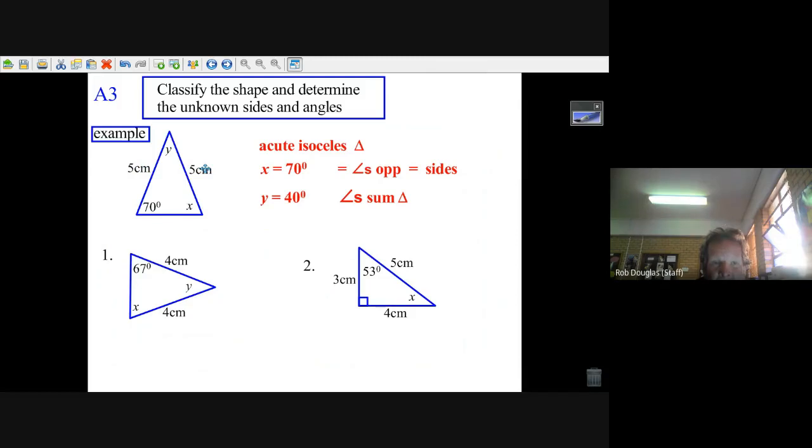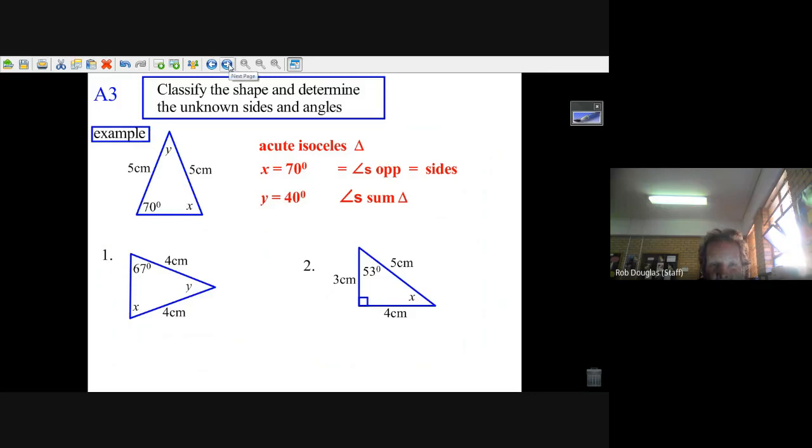Well, if two sides are equal, then the two angles are equal. So x must be 70 degrees. If you don't write the reason, you have big trouble. So you have to write the reason in geometry: equal angles opposite equal sides. If these two are 70, the angles in a triangle add up to 180. 180 minus 140 is 40. So y is 40 degrees because the angles sum to 180 in a triangle.